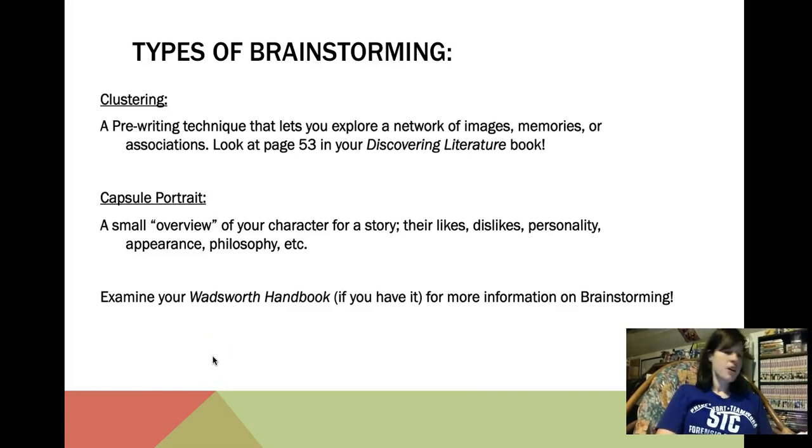Alright, and then our textbook on page 53, they talk about types of brainstorming, and you guys have probably seen this in high school a lot. Clustering, listing, the little word bubbles. Our book gives a lot of good examples of brainstorming on pages 53 and 54. The capsule portrait, we did this actually in a creative writing class. It's a lot of fun if you like writing short stories. That's where you give basically like a little biography of the character you make up. So their likes, their dislikes, their personality, what they look like, their philosophy. You kind of get to create a person. It's kind of fun. It's like The Sims, but with more.